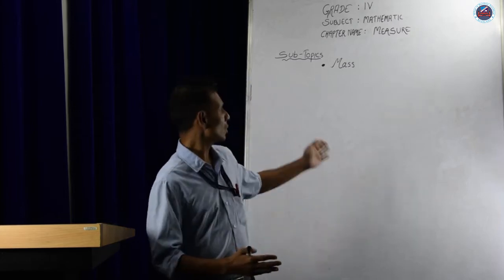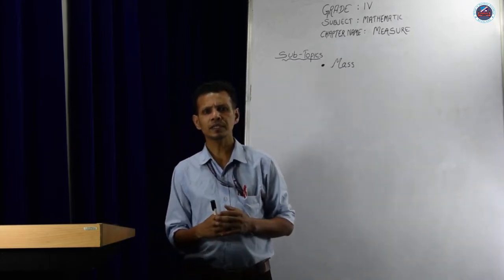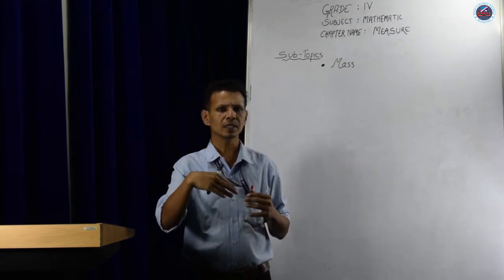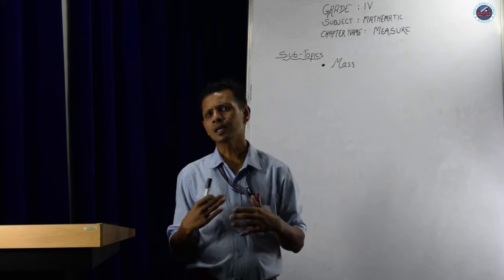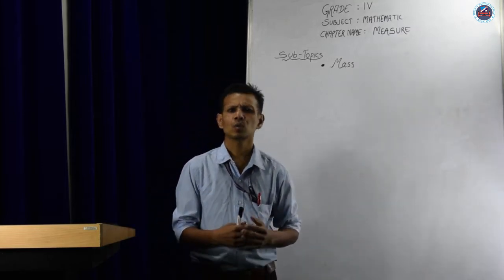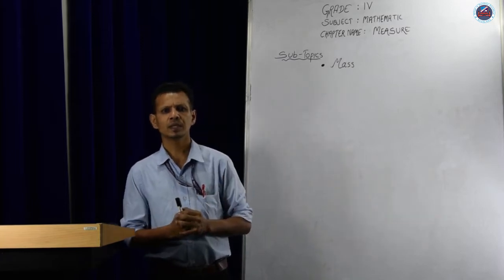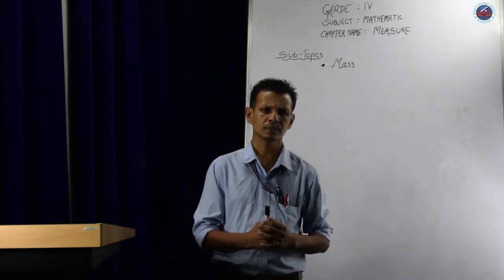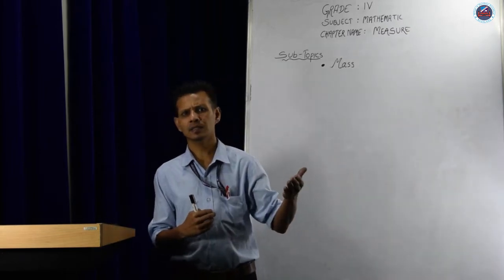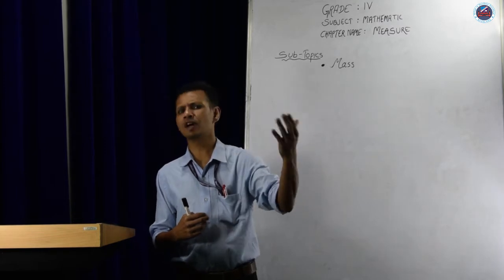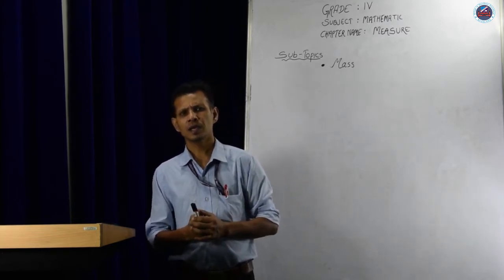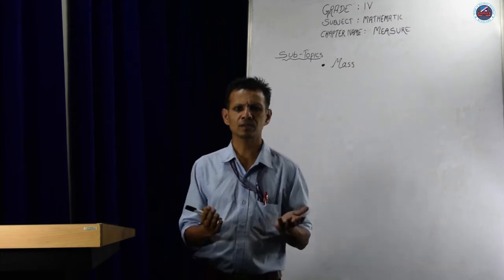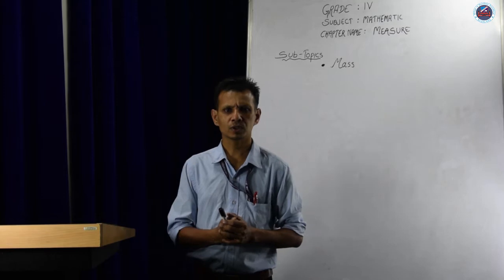This topic is all about converting kilogram into gram or converting gram into kilogram. While converting, sometimes we multiply by 1000 and sometimes we divide by 1000. Now, the question is, when to multiply by 1000 and when to divide by 1000? And why by 1000? Why not by any other numbers? This kind of doubt you have to clear. So I'm going to clear out all this doubt.